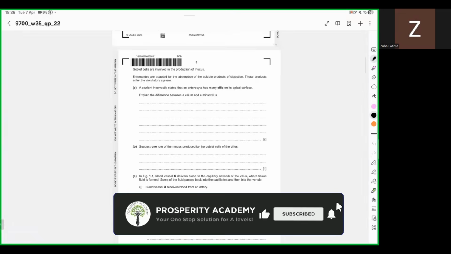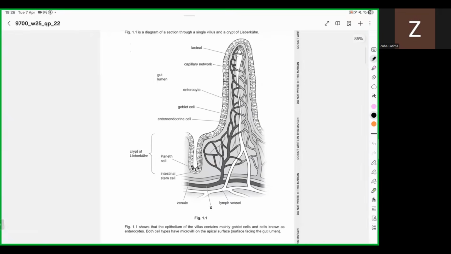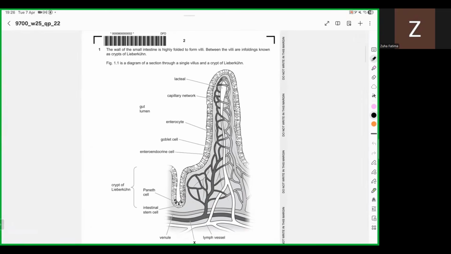Okay. So the paper I plan to do today is Winter 2025, paper 2, variant 2.